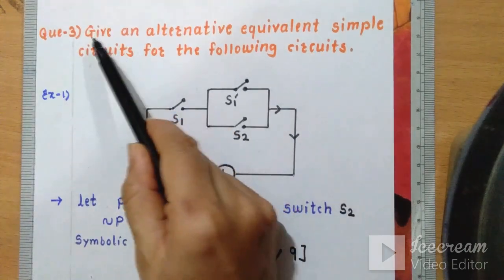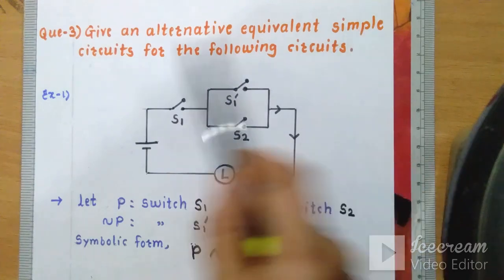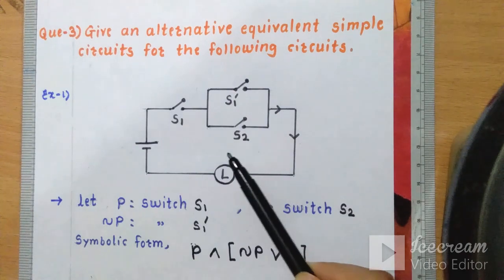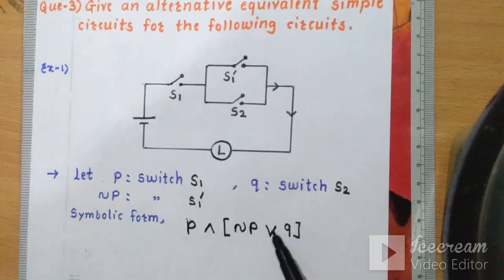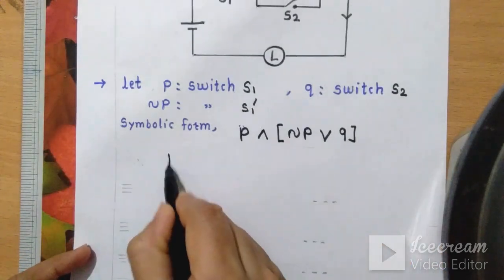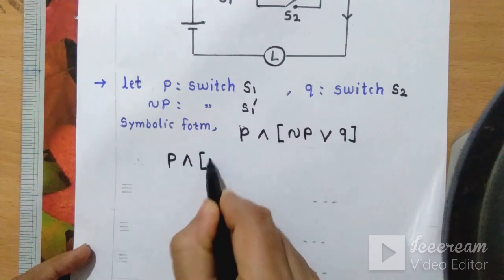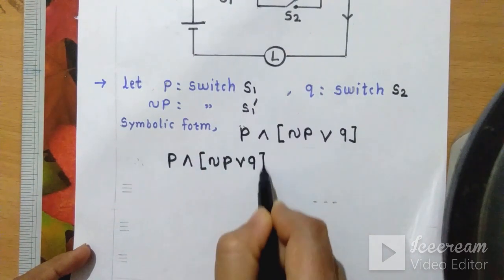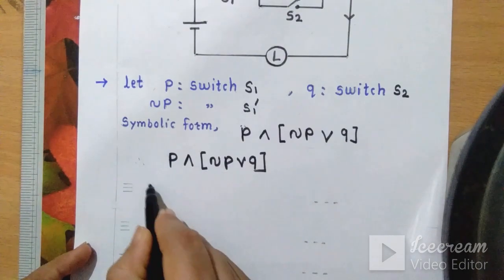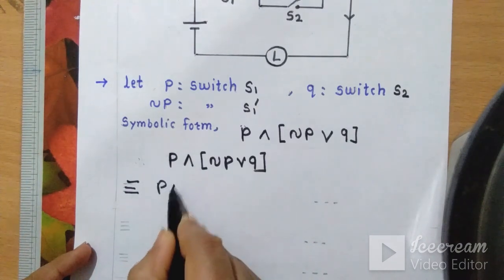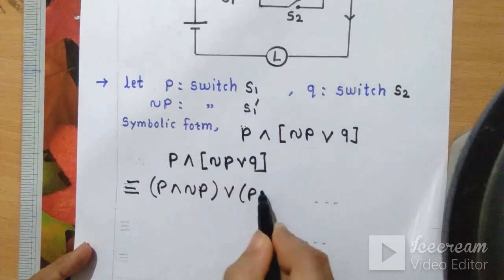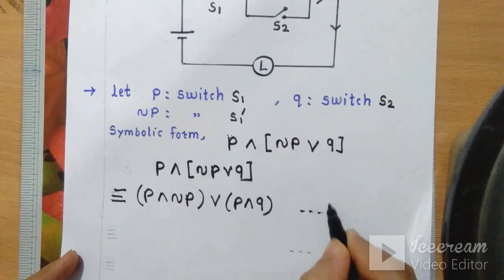Now read the question. Give an alternative equivalent simple circuit. That means we have to simplify this and we have to draw simple circuit. So we will use laws for this and we will simplify first this symbolic form. So here our symbolic form is this, P conjunction, bracket negation P disjunction Q. Now use distributive law because we can observe different symbols. So this is equivalent to P conjunction negation P in the first bracket, then disjunction again P conjunction Q. This is distributive law.